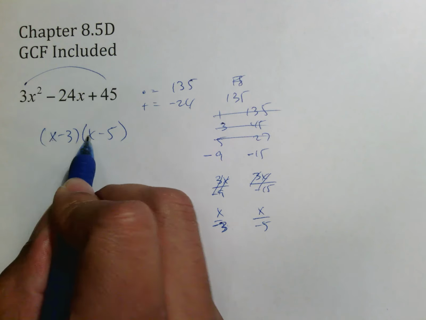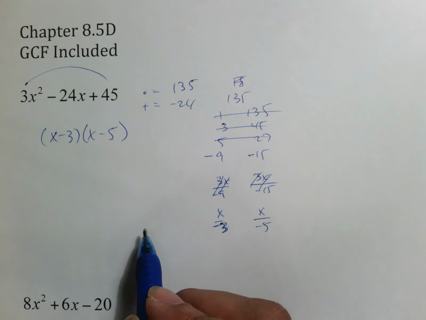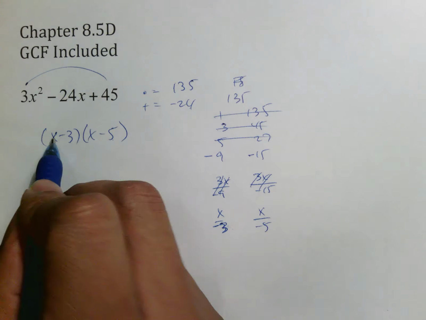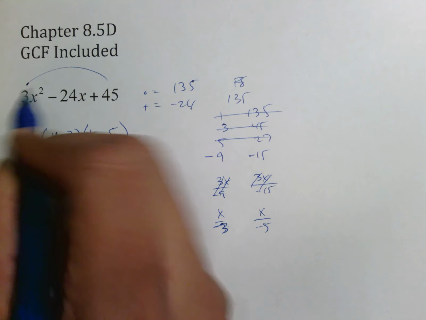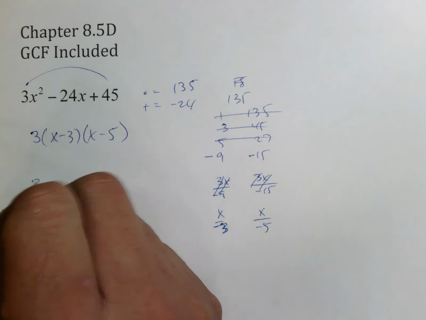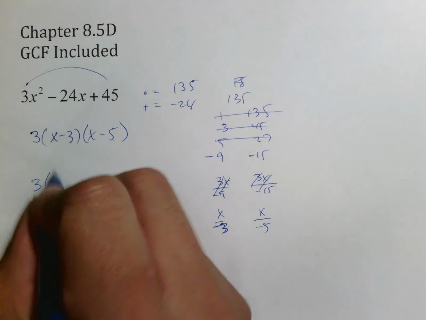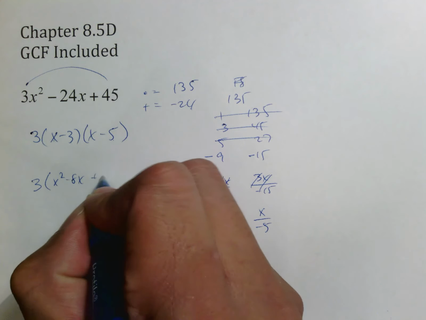x times x is not 3x squared. 3 times 5 is not 45. And so that is where you have to look and say x times x is only x squared, and I need to multiply that by 3 to make it match. What we really did was we took this and we simply distributed out a 3, or factored out a 3, and left it as x squared minus 8x plus 15.